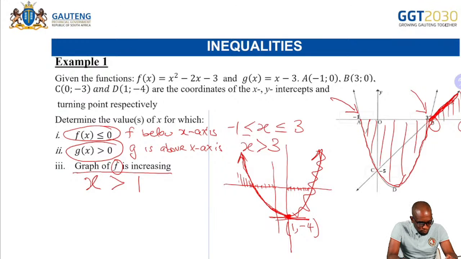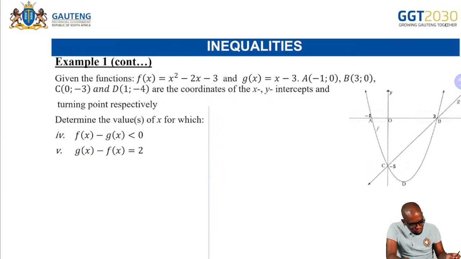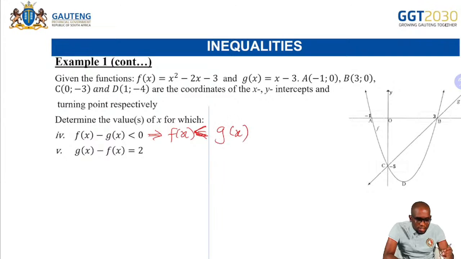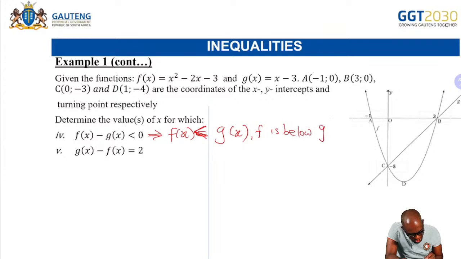Right, we move on. Now determine the values of x for which f of x minus g of x is less than 0. Now here, if they put in the 0 for you there, always try to do this. As long as the number there is 0, this is f of x less than g of x. I transpose the g of x because there's a 0 on that side. So now you can see they want a region where f is below g.